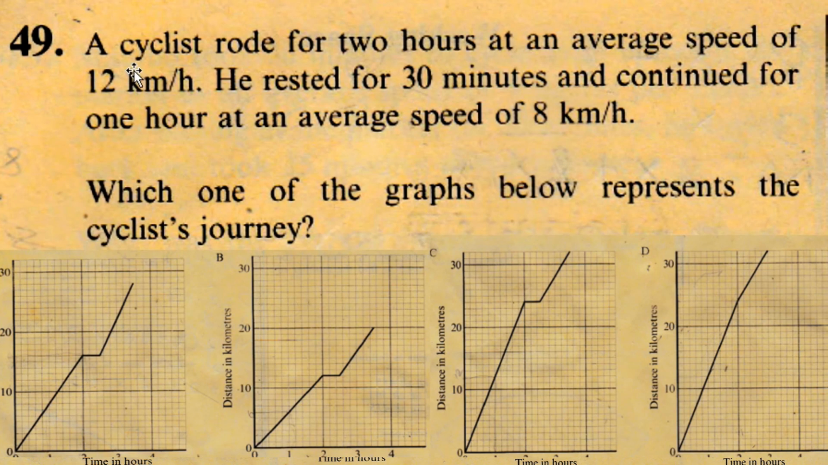So the cyclist rode for 2 hours at a speed of 12 kilometers per hour. We expect the first hour, the cyclist to cover 12 kilometers. So we come to the first graph. The first hour is from 0 to 1.